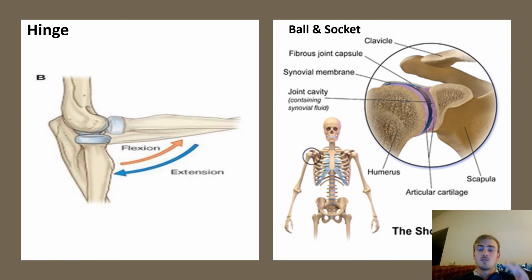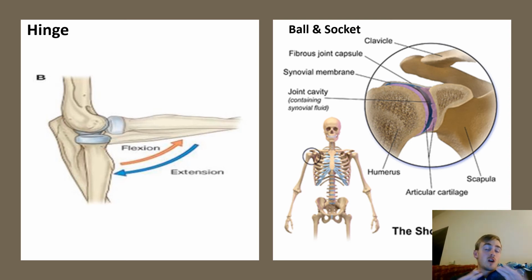Ball and sockets, because they're so freely movable, are also the most easily dislocated, because you're sacrificing stability for range of motion. Hinge joints are more stable because you only have movement in one direction, in something like the knee or the elbow.